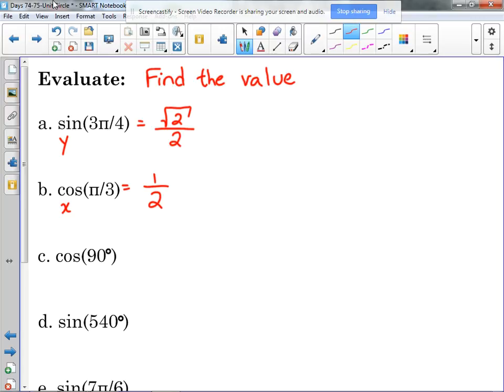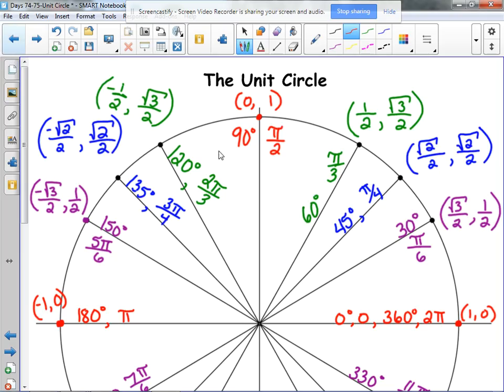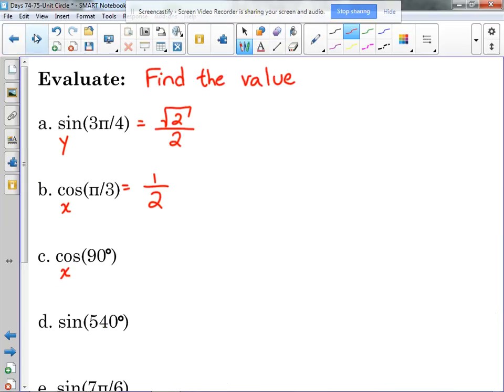All right, the cosine of 90 degrees. Okay, cosine is again the x. 90 degrees is right here. The x coordinate is 0.